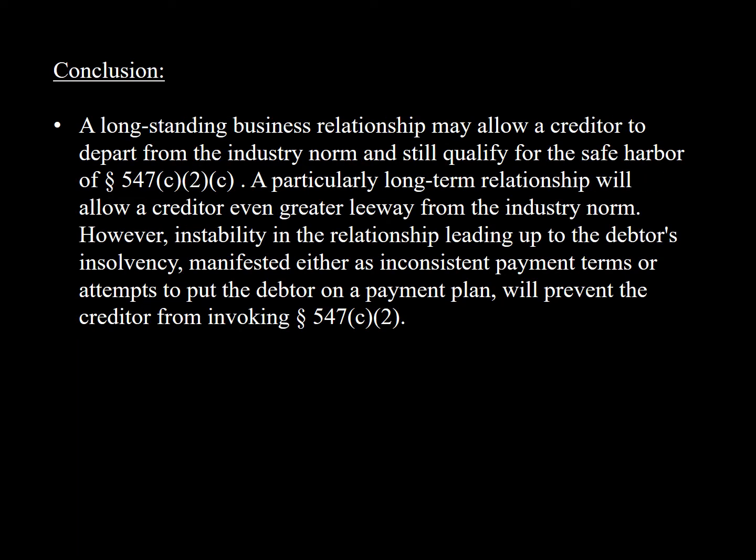So this is the summary. This is not really relevant currently because we don't need to show the industry standard, but it does give you a concept of what courts consider as far as comparing the preference period with an earlier period. How long has the relationship lasted? The longer, the better, if it's consistent. A particularly long-term relationship will be more likely to get the judge's agreement that the payments were made in the ordinary course.